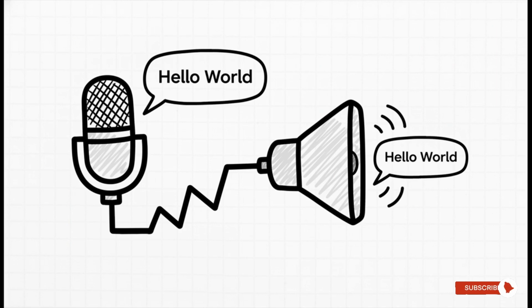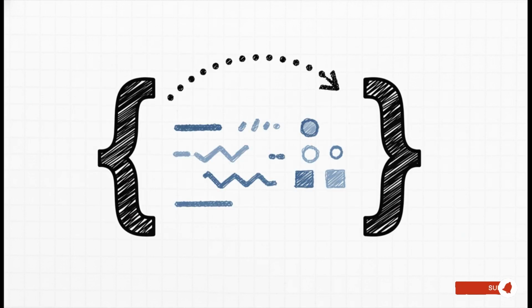A really good way to think about it is it's like a microphone. The words you say into the mic are what everyone hears, right? Well, the words you put inside println are what everyone sees on the screen. It's the part of your code that actually has a voice. We are almost there, I promise.